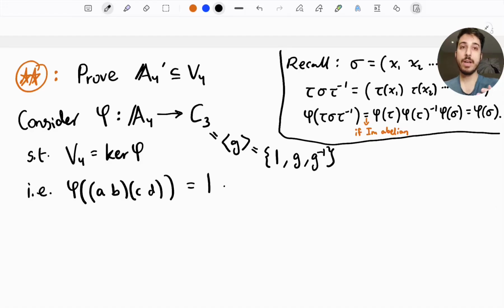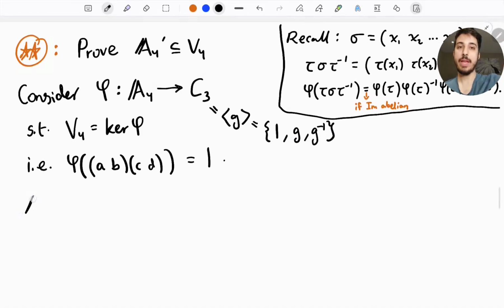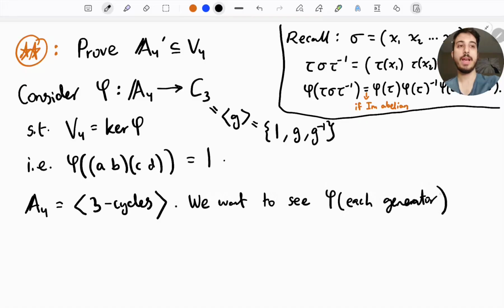Now that we have defined our phi, we need to complete its definition by explicitly stating where it sends each element of A4. We know that A4 is generated by 3 cycles. This is a result we've seen before. So we can work on just the generators and see where phi takes each generator, and each generator is a 3 cycle. So phi of a 3 cycle.